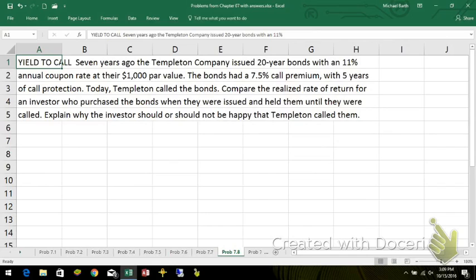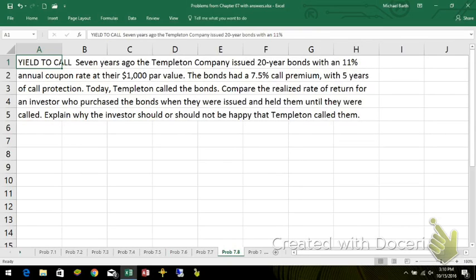That means that the bonds could not be called within the first 5 years, and when they could be called, Templeton would actually have to pay $1,075 in par value rather than just $1,000. Okay, and then today Templeton called the bonds. They had 13 years to go, but they called them early.